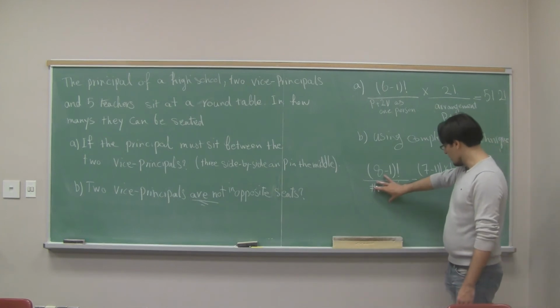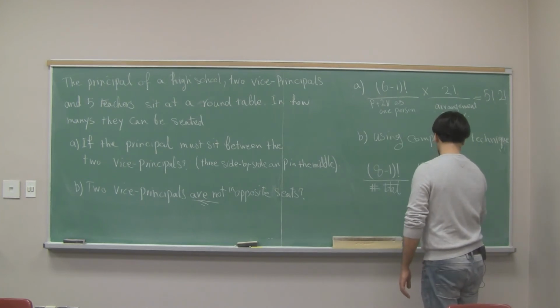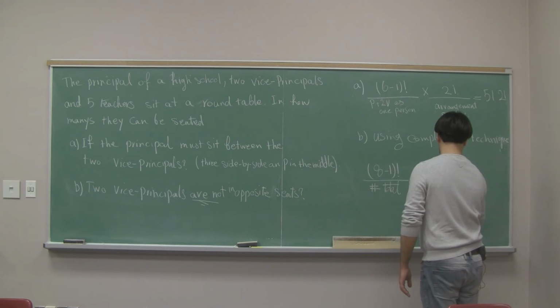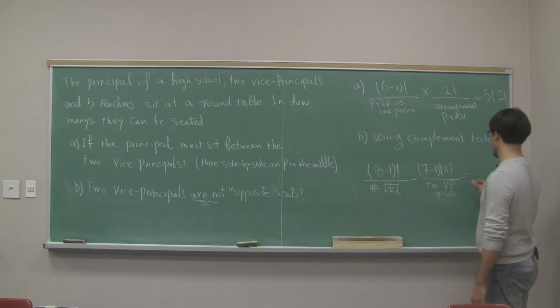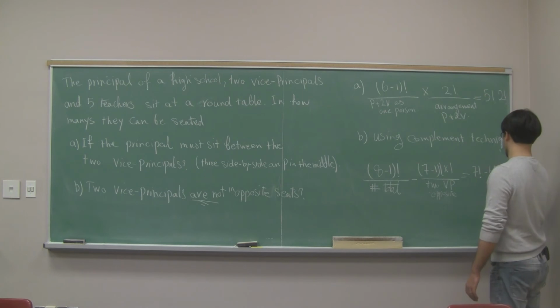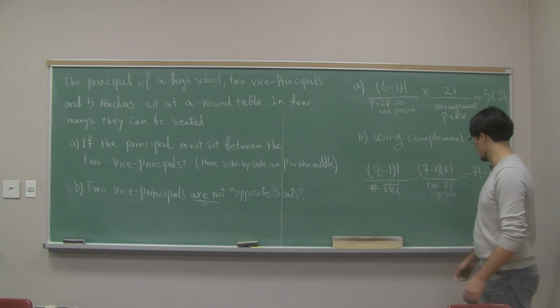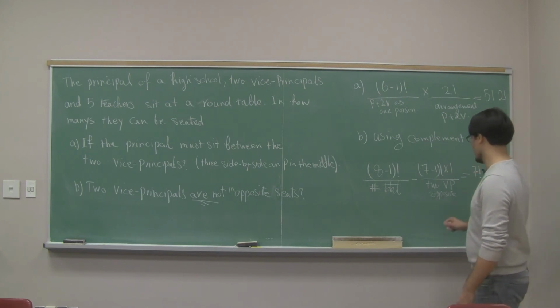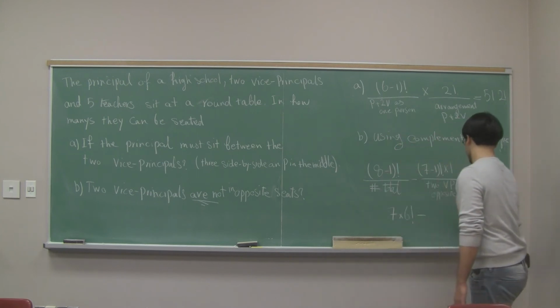Now I know the total and how many ways the two vice principals are together. Oh, sorry, not together, opposite. And then we subtract. So 8 minus 1 factorial is 7 factorial, minus 7 minus 1, which is 6 factorial. We can do a little more simplification for this. Let me do that. 7 factorial, I can write it as 7 times 6 factorial, minus 6 factorial.